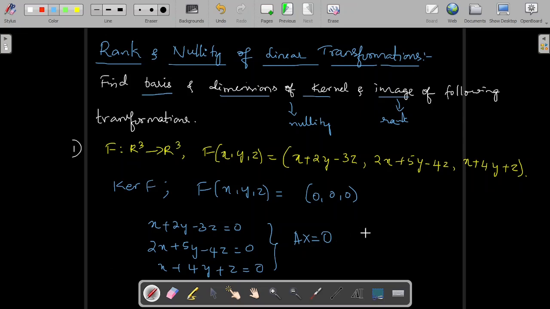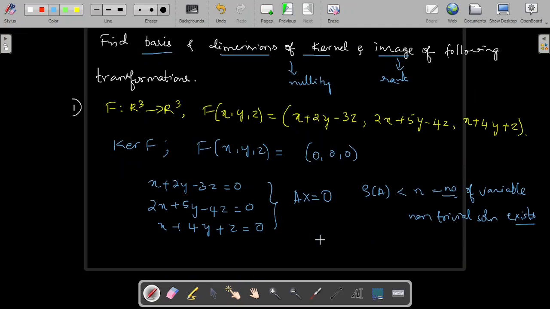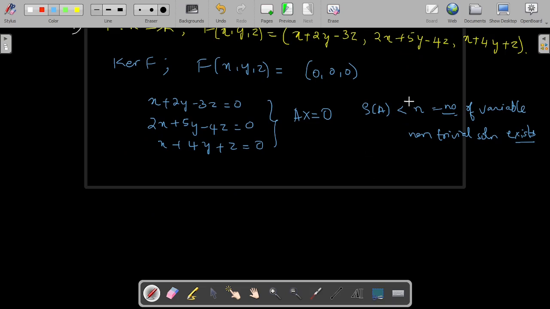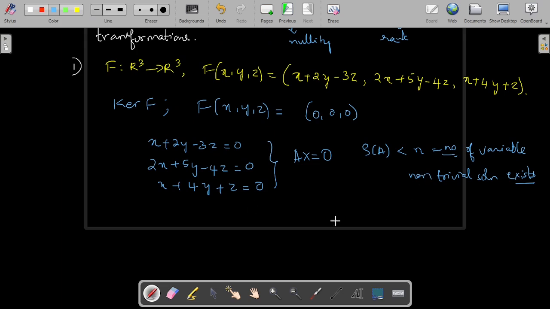How to solve this system? You have to find the rank of the matrix A. If it is less than n, the number of variables, then you always have a non-trivial solution. You know that for a homogeneous system of equations there is always a solution. 0 is always a solution of this system, which is the trivial solution. Other than 0, do you have any solution? That you have to find out. For that you need the rank of this coefficient matrix A. If it is less than the number of variables, then a non-trivial solution exists. Hence you can find the kernel of the transformation. So let us do that.